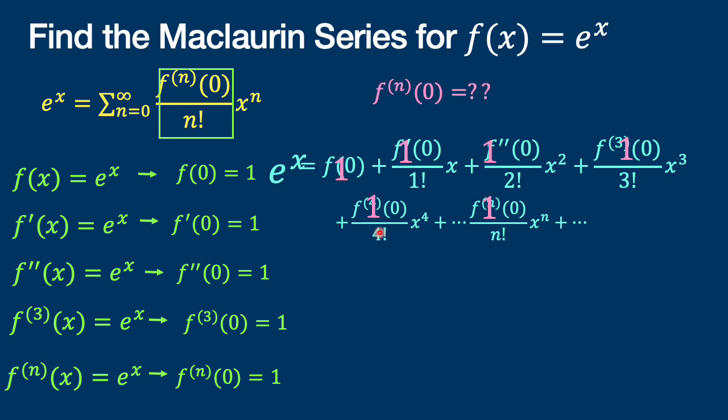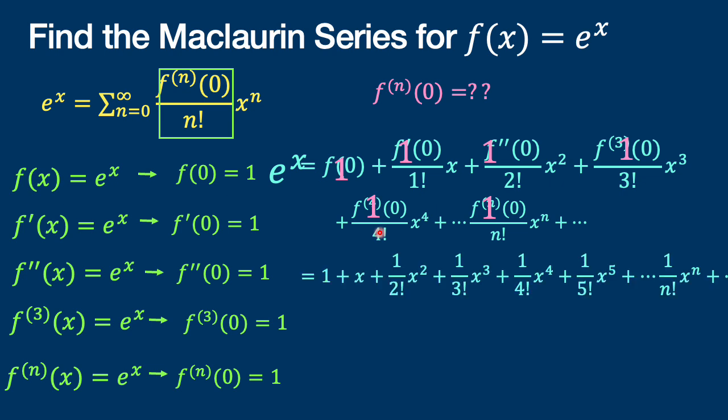So you find the Maclaurin series for e to the x. That's going to be 1 plus x plus 1 over 2 factorial x squared plus 1 over 3 factorial x cubed. The general term is going to be 1 over n factorial x^n. So e to the x is the summation from n equals 0 to infinity of 1 over n factorial x^n. This is the Maclaurin series for the exponential function.